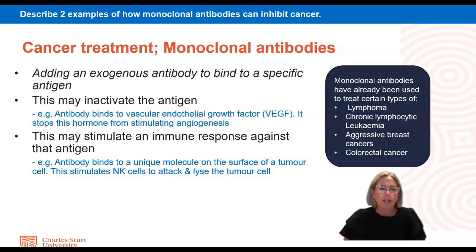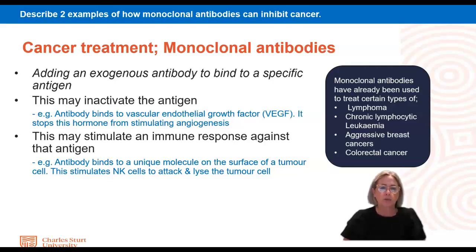So what happens here is the exogenous antibody gets added to bind to a specific antigen, and this may inactivate the antigen. Now, there's an example there of a monoclonal antibody that binds to vascular endothelial growth factor, so VEGF, and it stops this hormone from stimulating angiogenesis, right? Remember, a cancer or a tumor needs a good blood supply, and the formation of blood vessels is called angiogenesis. It may also stimulate an immune response against that antigen.